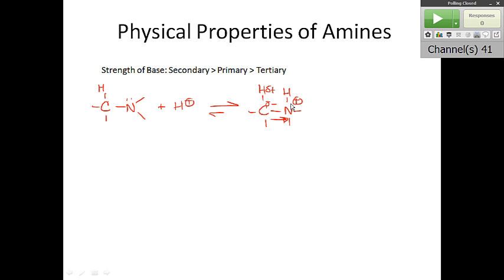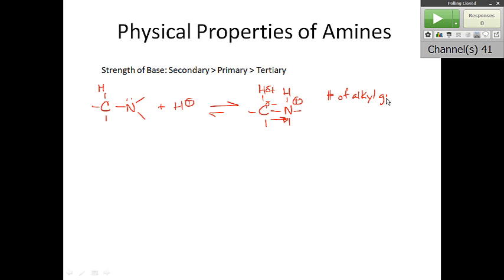But that doesn't work here, right? Because if that was the case, then what would be my trend? My trend would be tertiary is the strongest base, then secondary next strongest, and primary least strongest. So that is a factor. Okay, so number of alkyl groups here is a factor.